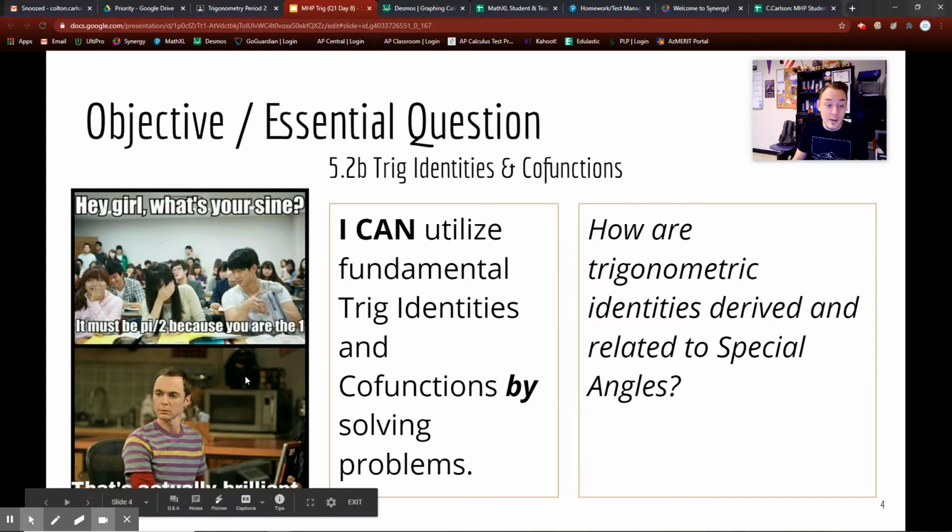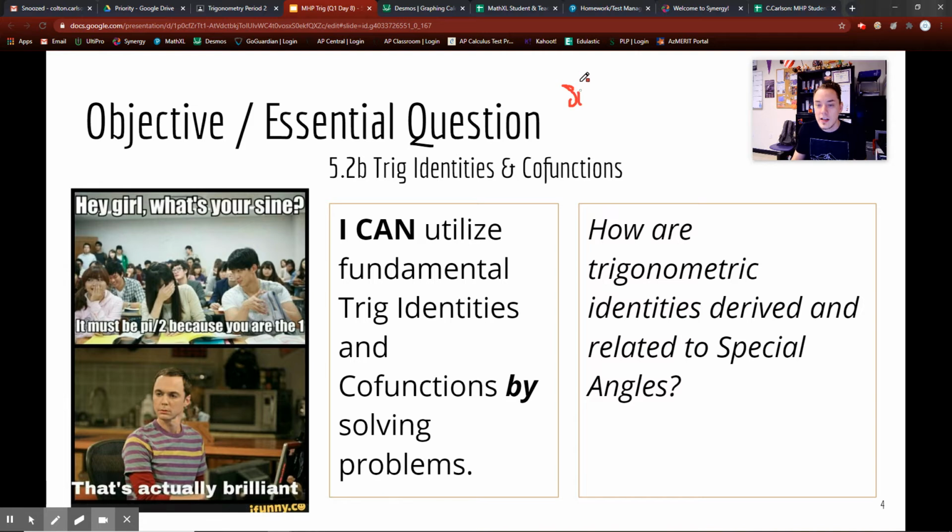Now, I love this meme. I had to put it on here. So, hey girl, what's your sign? It must be pi over 2 because you are the one. And then Sheldon from Big Bang Theory says, that's actually brilliant. Why is it brilliant? Because, of course, sine of pi over 2 equals 1. You can plug that into your TI-36X Pro.